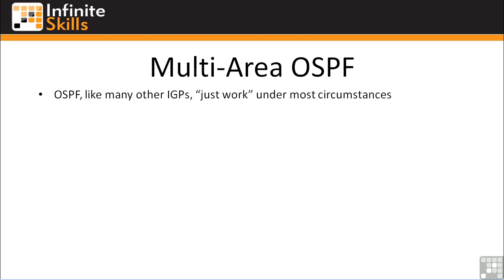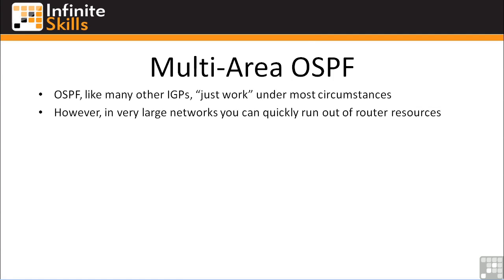OSPF, like many other IGPs, EIGRP and RIP, just works under most circumstances. You turn them on and configure the right networks and the right autonomous system or the right OSPF process, and all the routing just kind of happens, as we saw in the EIGRP lab. However, in very large networks with OSPF or other link state protocols, you can quickly run out of router resources.